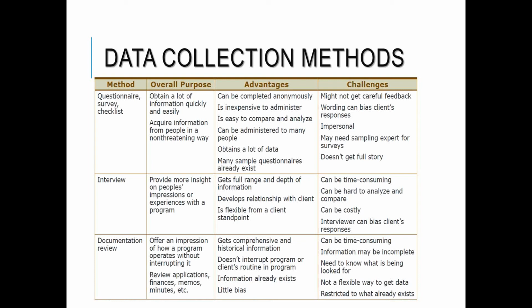Another option is a documentation review. This helps you get an impression of how the program operated without interrupting it. You could review things like applications, finances, memos, minutes, maybe observation forms, or things like that that are collected as part of the program. It can help you get comprehensive and historical information without interrupting the program. It's information that already exists, so you don't have to worry about collecting new information. And since it's already collected, there's less opportunity for bias. It can be very, very time-consuming, however.